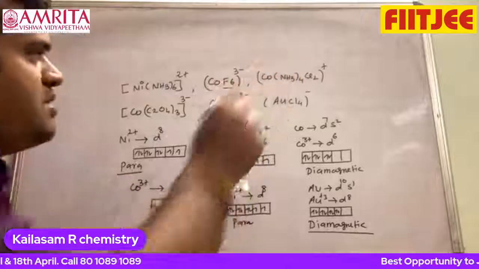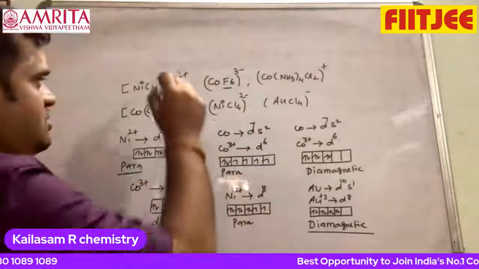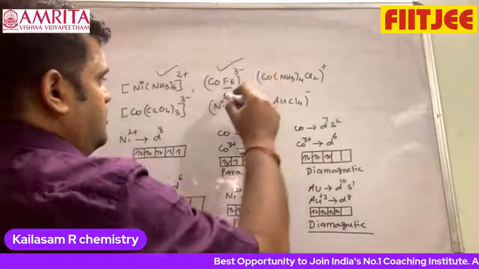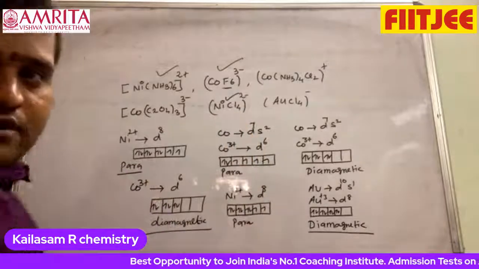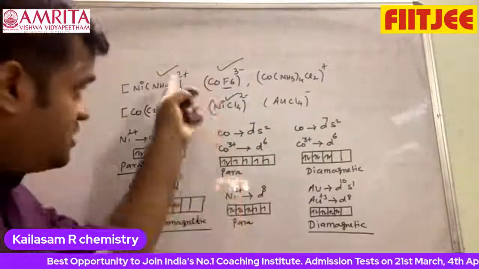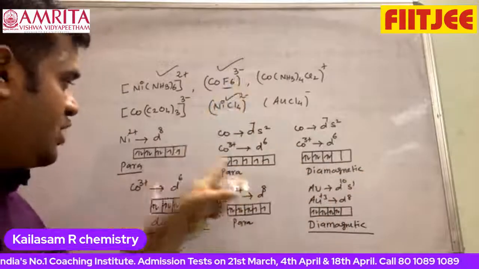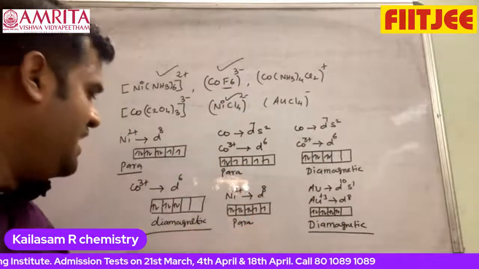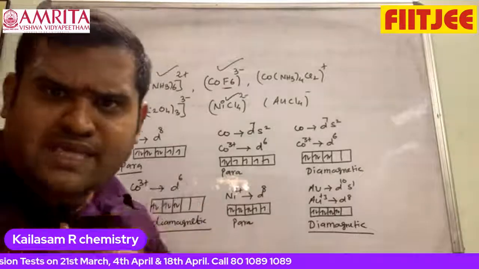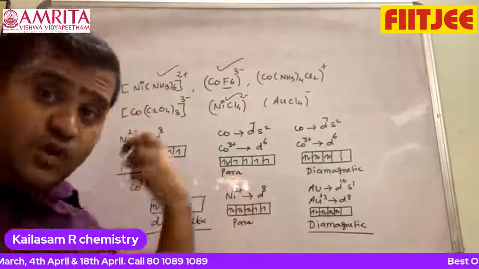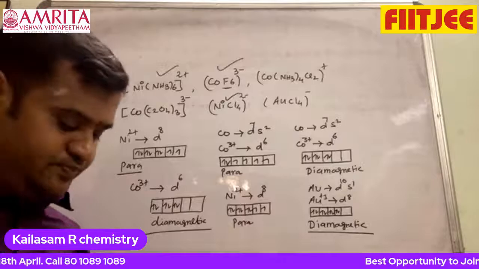So how many of the complexes are paramagnetic? 1, 2, 3. This is what they may ask you. Arrange them, which has the highest magnetic moment. We can say CoF6 has 4 unpaired electrons, here 2 unpaired electrons, here also 2 unpaired electrons. So this is how the examination pattern will come. These are the real examination questions.